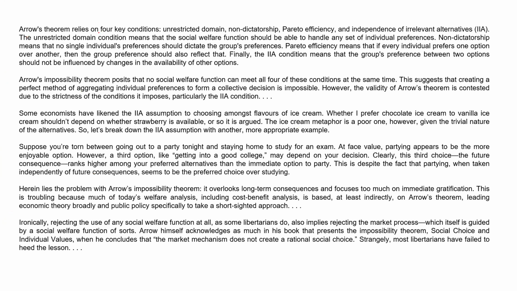Arrow's theorem relies on 4 key conditions: unrestricted domain, non-dictatorship, Pareto efficiency, and independence of irrelevant alternatives, IIA. The unrestricted domain condition means that a social welfare function should be able to handle any sets of individual preferences.